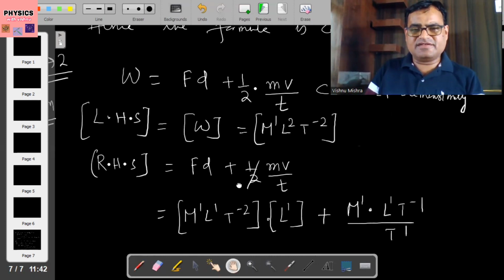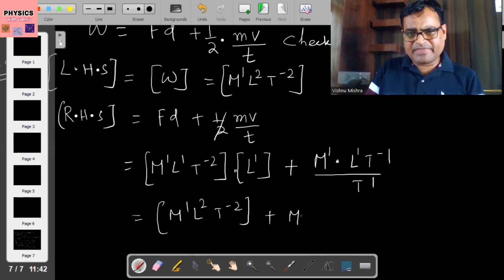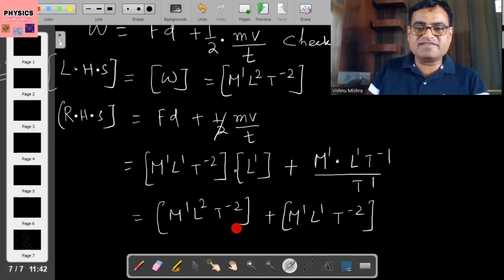Clear? Now solve whether you're getting it correct or not. This is M1 L2 T minus 2 plus M1 L1 T minus 2. Can you add these two? Never, you cannot add. Why? Because these two have different dimensions. Different dimensions cannot be added or subtracted. It's impossible.